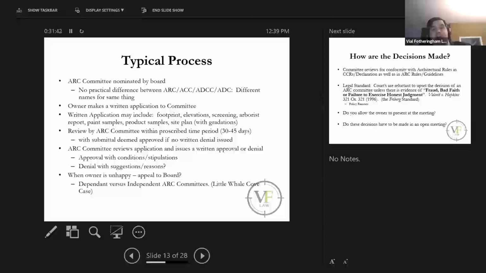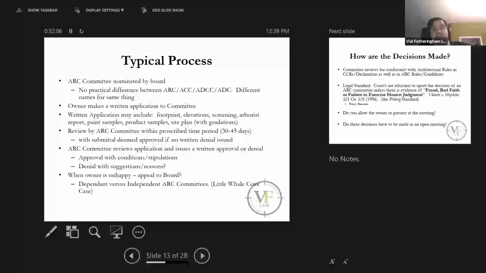which brings me to the note here, the Little Whale Cove case. Little Whale Cove is a big association. It's been around for decades over on the Oregon coast. And this is just a highlight of what I alluded to earlier in the presentation, that some architectural review committees have complete autonomy from the board. And your documents are going to say that, they're going to specify that.